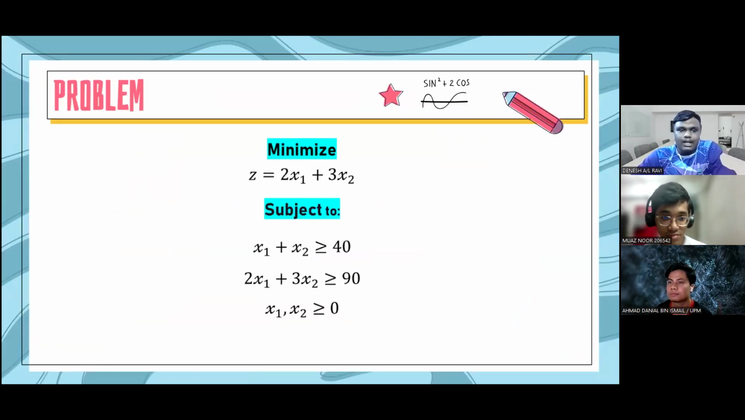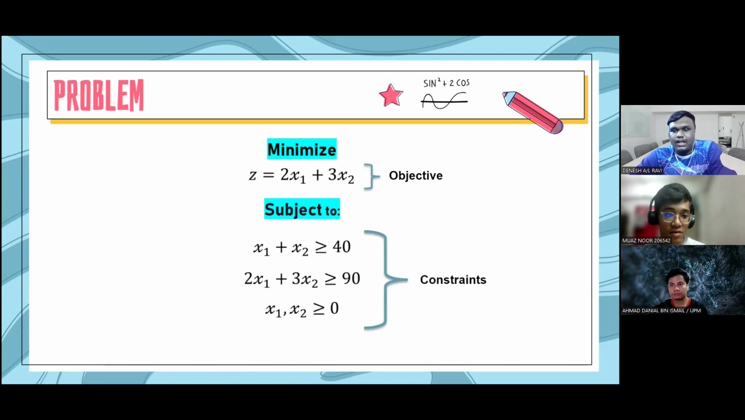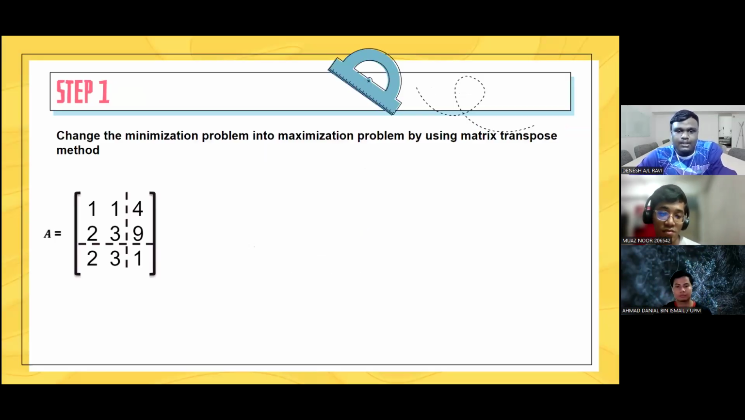The problem given to us is minimize z equal to 2x1 plus 3x2. So this equation is the objective of our problem and is subject to x1 plus x2 more or equal to 40, equation 2, 2x1 plus 3x2 more or equal to 90, and x1 and x2 must be more or equal to 0. These three equations are the constraints of our problem.